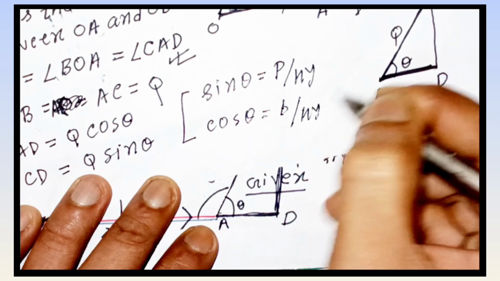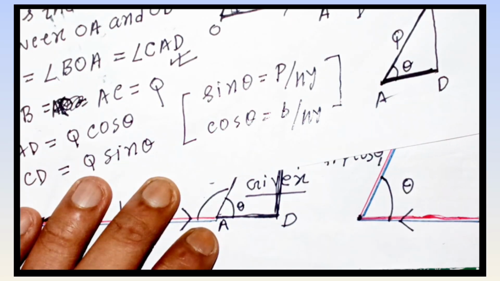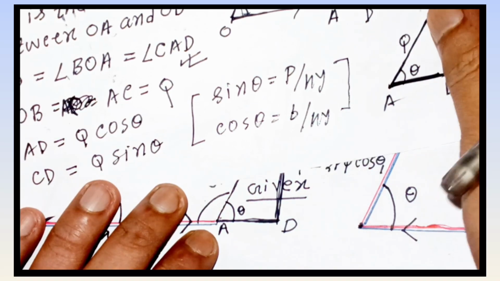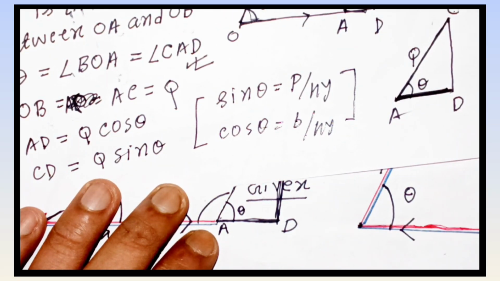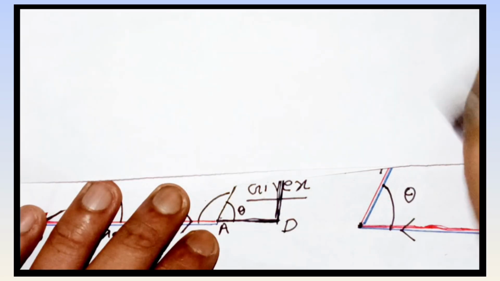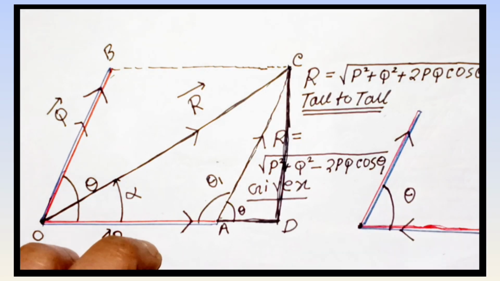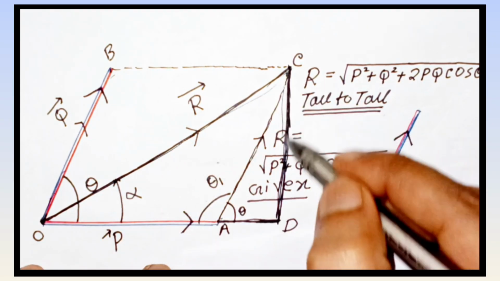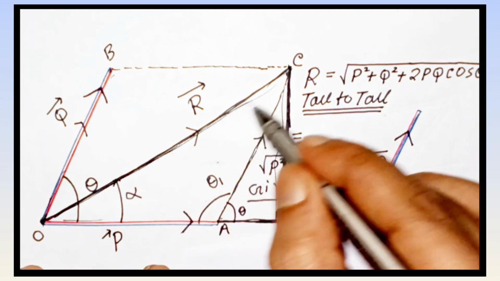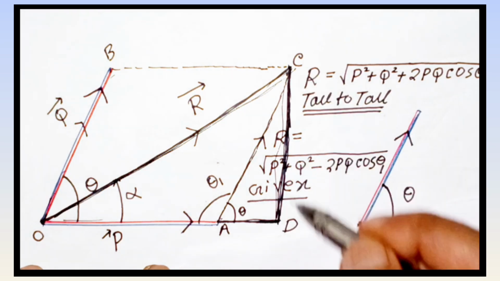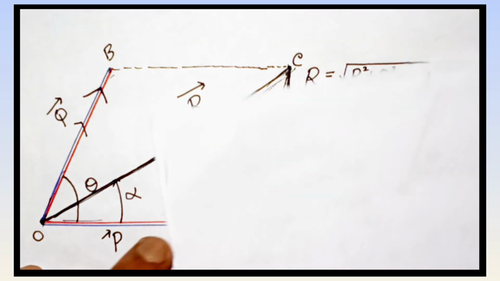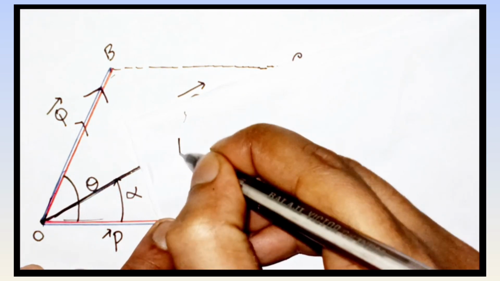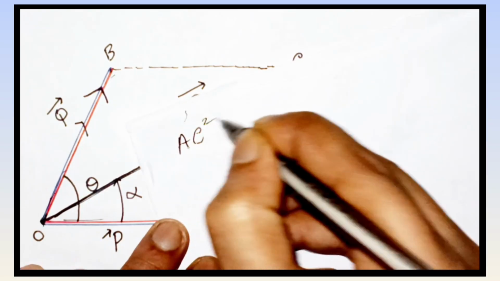Similarly, cos theta equals base by hypotenuse. Base is AD, hypotenuse is Q. So AD equals Q cos theta. I think you understood till now. Now there is nothing more. Take the big triangle and use the Pythagorean theorem. You know the Pythagoras theorem: hypotenuse square equals base square plus perpendicular square.